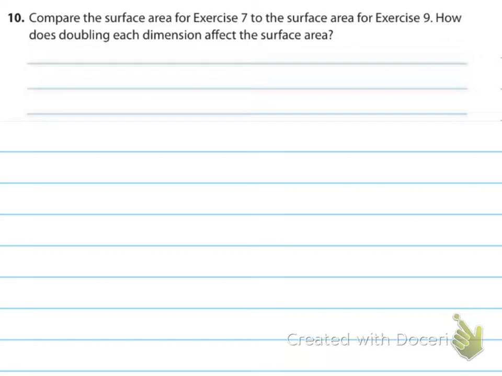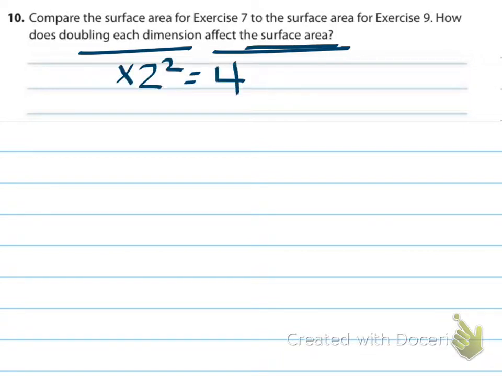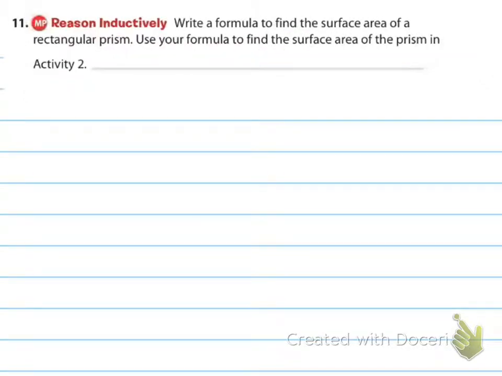All right, so what do we notice? How does doubling each dimension affect the surface area? It does the 2 squared, or 4. So it does it by a multiple of 4.